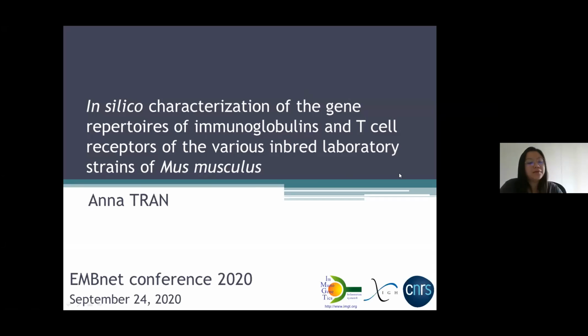So hello everyone. My name is Anna, and I'm currently a PhD student at the International Immunogenetics Information System, and I'm working on in silico characterization of the gene repertoires of immunoglobulins and T-cell receptors of the various inbred laboratory strains of Mus musculus.